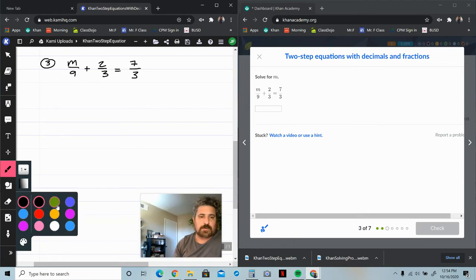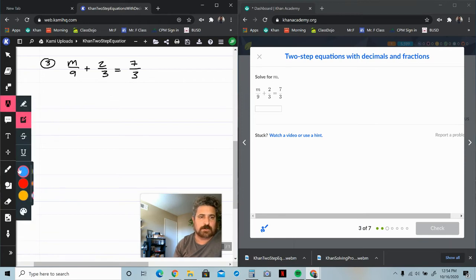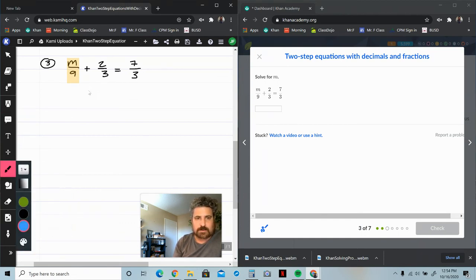The first way to do the problem is just to work with the fractions that you have in front of you, just like it was any other regular two-step equation. So you're going to isolate this m over 9 term by undoing the plus 2/3. So you're going to subtract 2/3 from both sides. And when you do that, you're going to get 7/3 minus 2/3, which is 5/3.